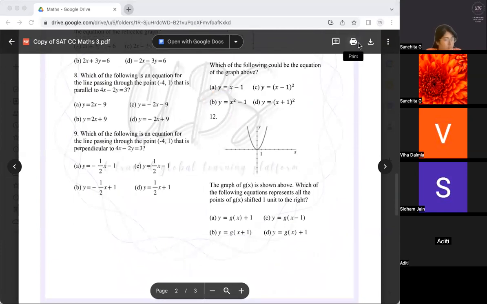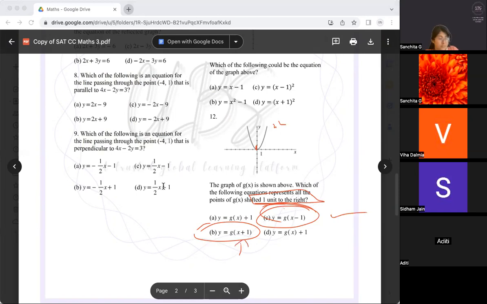Okay. Siddham? Ma'am, C. C. B. Okay. Rishi? C, ma'am. Okay. Now see, this is my equation, right? It's x square. What's happening? 1 unit to the right, right? I have to have a minus sign. So it's x minus 1, okay? Siddham, this will go left. How is it going to the right? I don't understand.